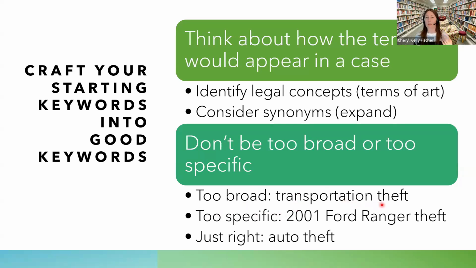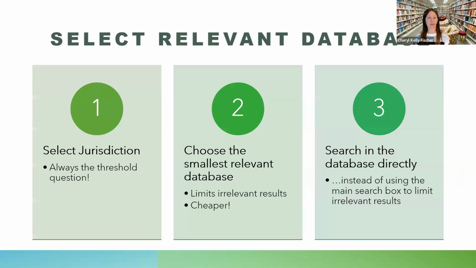Someone might have stolen a bus or a plane or a boat or anything like that, right? So if it's too specific, you would be searching for cases involving a 2001 Ford Ranger theft. That's not going to get you a lot of good results either, but just about right would be auto theft, automobile theft, car theft, right? That's in the middle, that sweet Goldilocks spot.